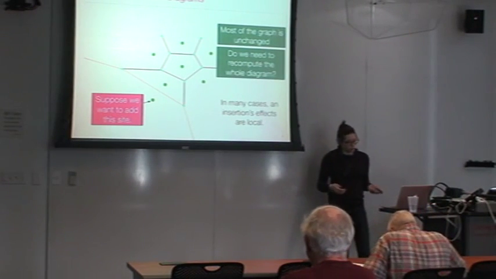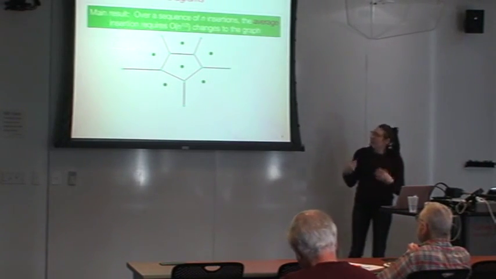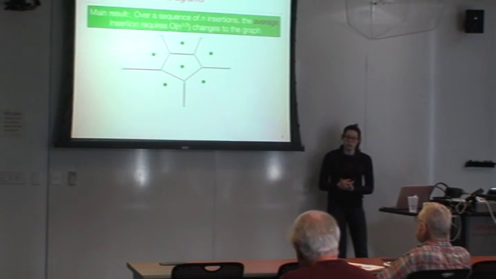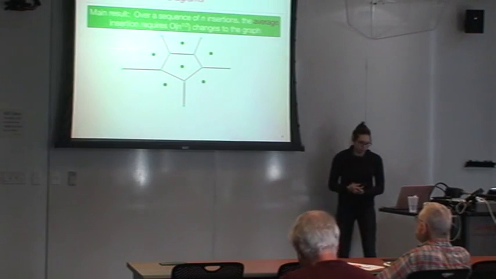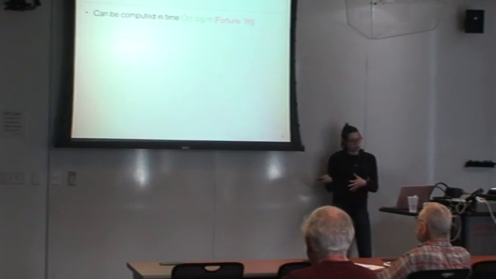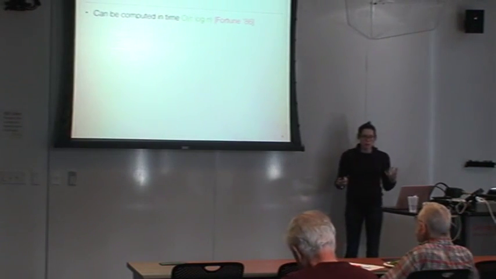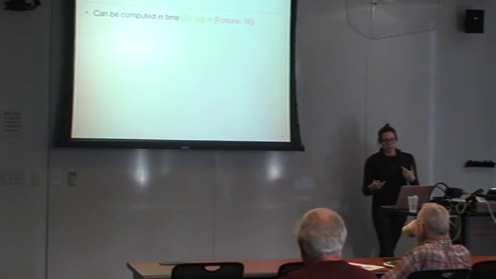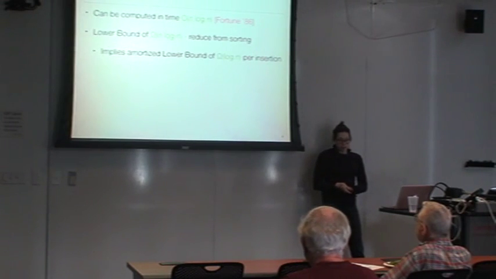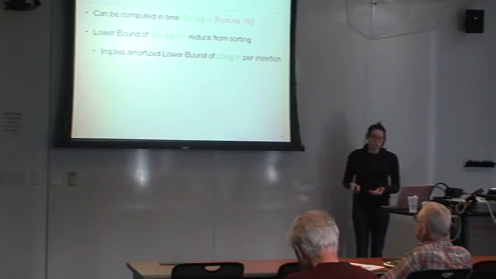I'm going to state our main result, and then we'll go into some of the intuition behind it. Our main result is that over a series of n insertions, the average insertion requires square root n changes to the graph combinatorially. Some background: Voronoi diagrams can be computed in time n log n for computing the entire diagram, but that doesn't allow for the incremental update I've talked about. There is also an easy to see lower bound of n log n, which implies an amortized lower bound of log n per insertion, so you couldn't do better than that. This just follows from the sorting lower bound.